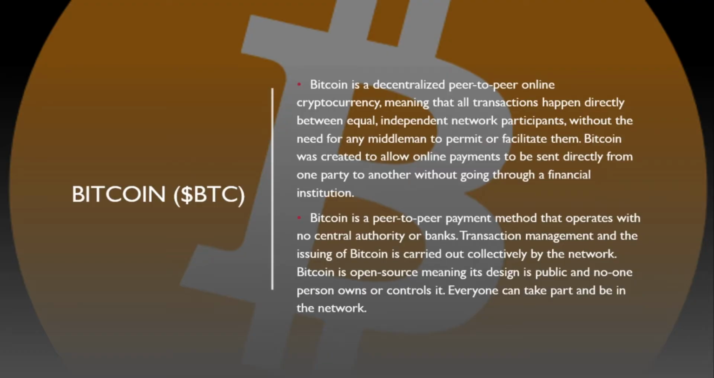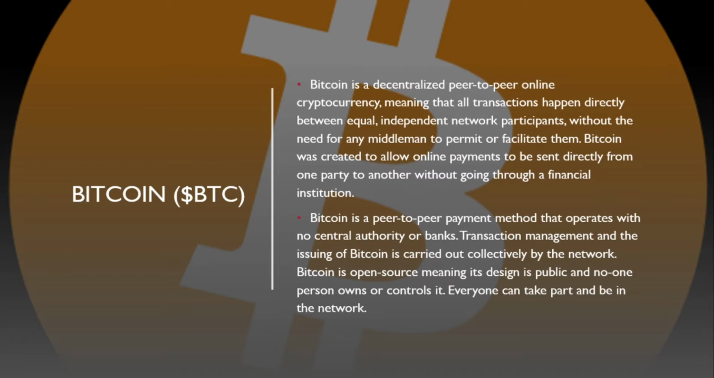Bitcoin, or BTC. Bitcoin is a decentralized peer-to-peer online cryptocurrency, meaning that all transactions happen directly between equal independent network participants without the need for any middlemen to permit or facilitate them. Bitcoin was created to allow online payments to be sent directly from one party to another without going through a financial institution. Bitcoin is a peer-to-peer payment method that operates with no central authority or banks.